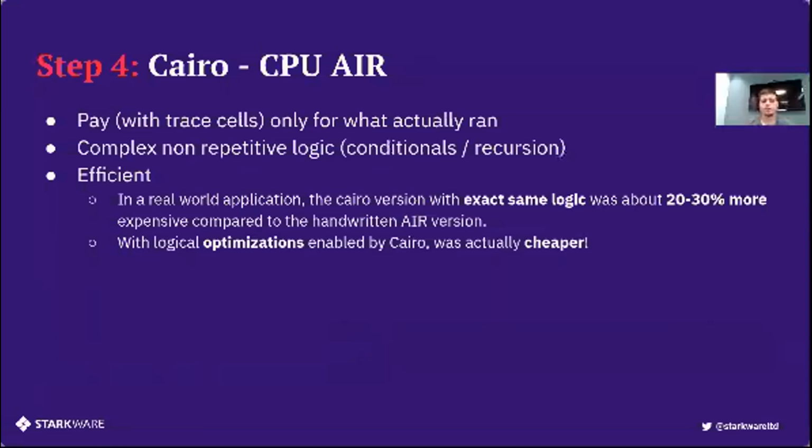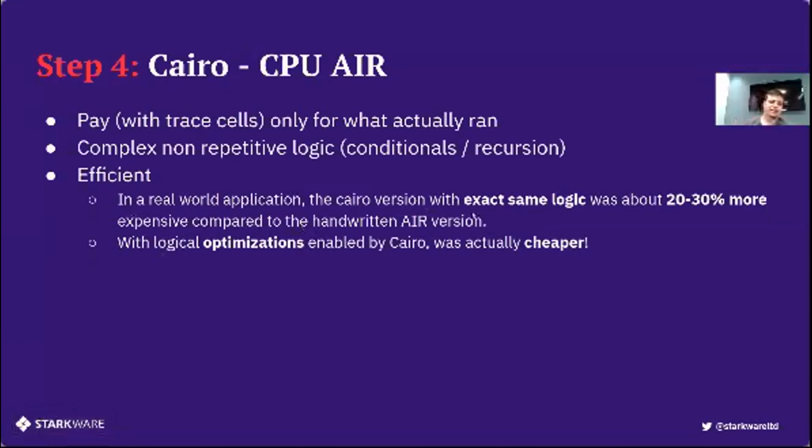We don't have the drawbacks we presented before for the DSL. We only pay for what we use because each repeating part in the AIR of Cairo is just executing a single instruction. So if there is an instruction we didn't run in another branch, it's not in the trace. We can have complex non-repetitive logic. We can have recursion. We can have basically anything that a Von Neumann machine can do.